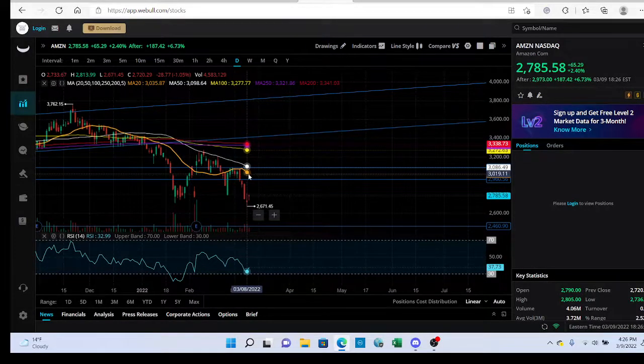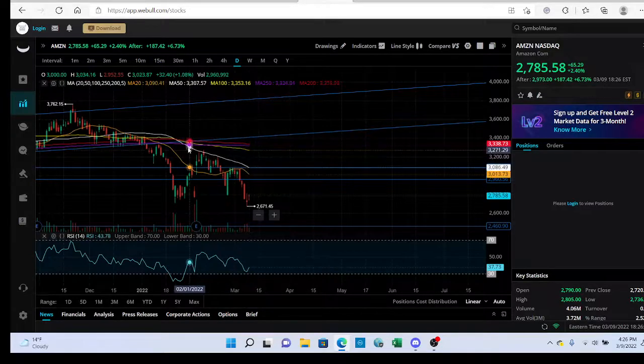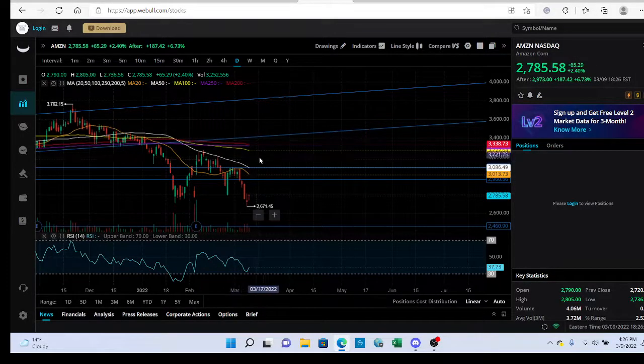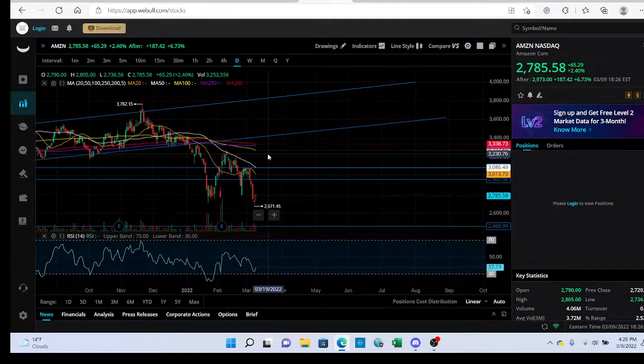So I do want to note that the 20-day moving average is at 3,013. The 50-day moving average is at 3086. So even if we rally to this level right here, it really only takes us to the 50-day moving average. So we're going to have to crack above the 50-day moving average to be slightly more bullish on Amazon.